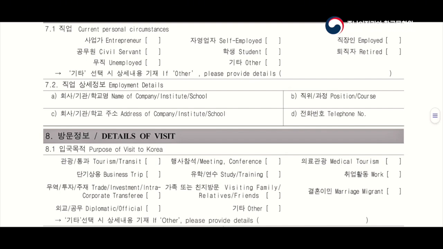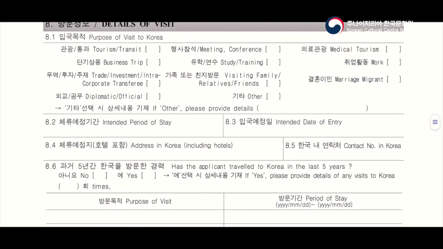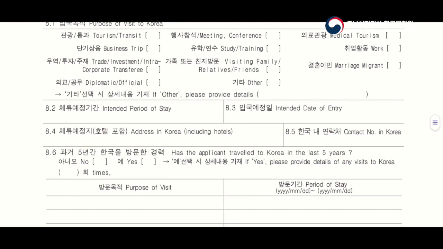So whichever reason you're going to South Korea, this is where you have to indicate it and provide details if you tick other. In every box you tick, you have to provide more details about it. You have to provide your intended period of staying. How long do you want to stay in South Korea? And the date of leaving. When are you leaving? You also have to provide the date.